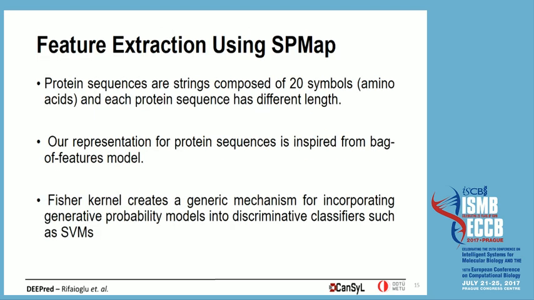Here I will describe the method that we use for feature extraction from protein sequences. As we know, protein sequences are strings composed of 20 different amino acids, and our representation for protein sequences is inspired by the bag of features model. A Fisher kernel creates a generic mechanism for incorporating generative probability models into discriminative classifiers, such as support vector machines.